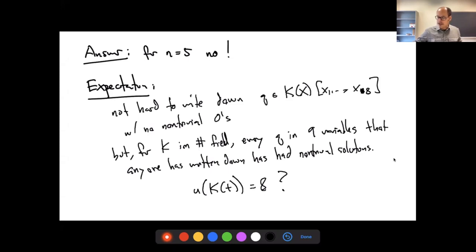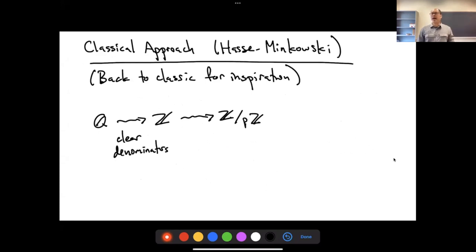but maybe we will start to see a little bit of that as we try to understand how to solve these things and what goes wrong. Now, how could you approach this problem of figuring out whether or not these forms with indeterminates have non-trivial zeros? For inspiration, we're going to look back at the classical approach over number fields, which is due to Hasse and Minkowski.